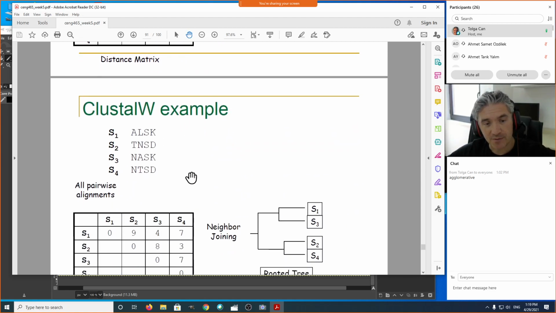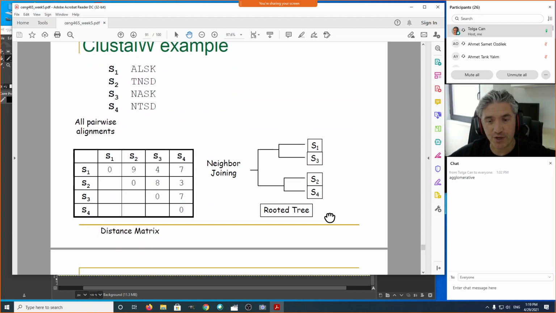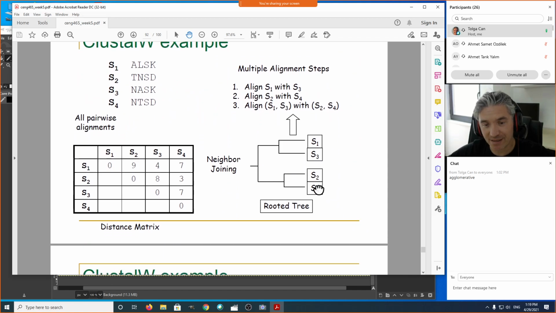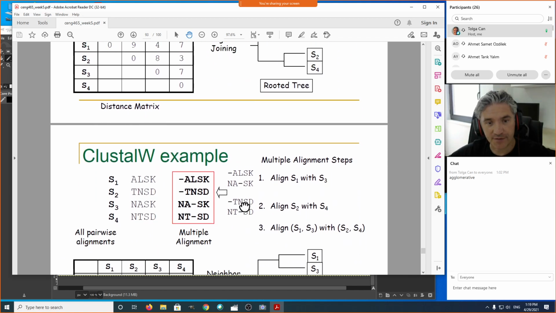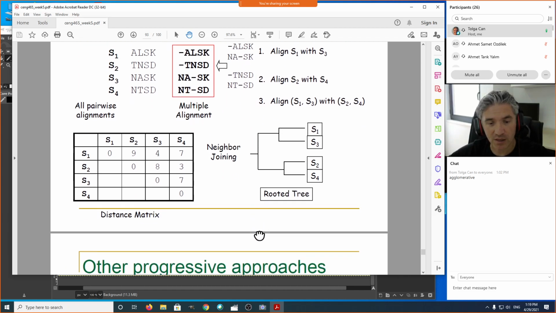And after the distance matrix, we use neighbor joining to find this tree. This tree tells us the order to combine these alignments. And after that, we get ourselves the multiple alignment. So we first align S1 with S3, we get this. Align S2 with S4, we get this one. And we align these two profiles with each other to get our multiple alignment.